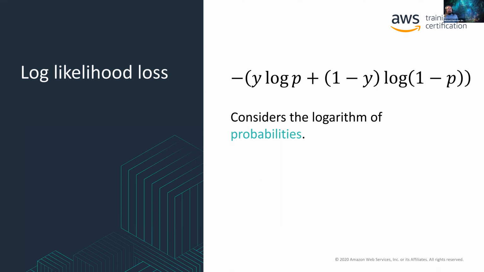It's called cross entropy loss. So cross entropy loss. Let me type that out actually.